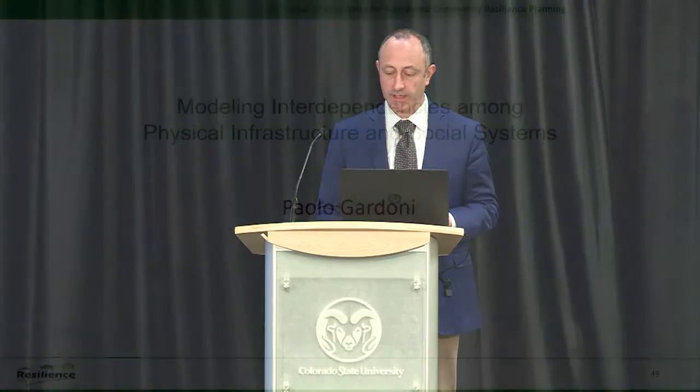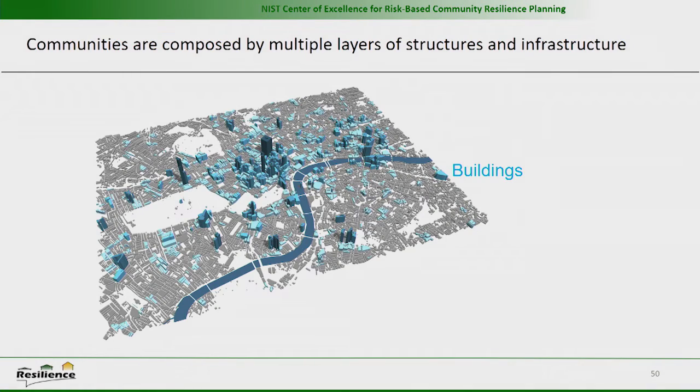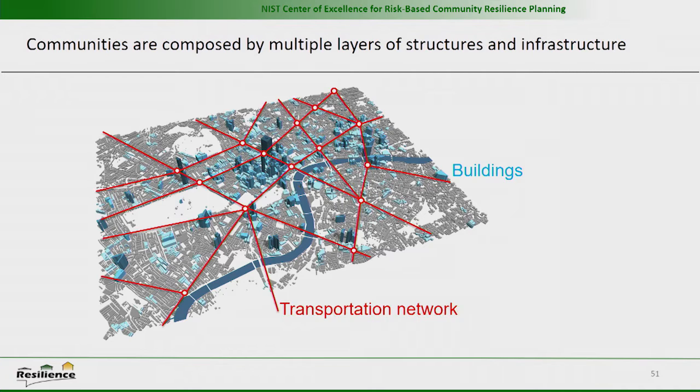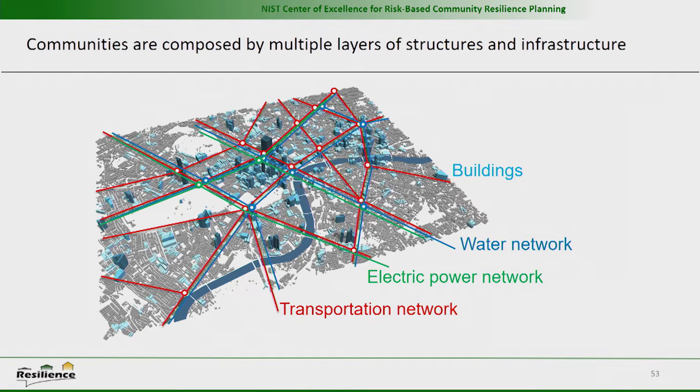So in this portion of the presentation, I will talk about the modeling of interdependencies among physical infrastructure and social systems, and I will explain why it is important to model such integration and how this can be done in a mathematically rigorous way. Communities are composed of multiple layers of structures and infrastructure. We can have buildings, transportation network, electric power network, water network, just to mention a few.